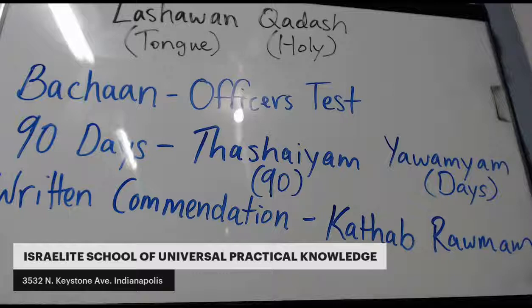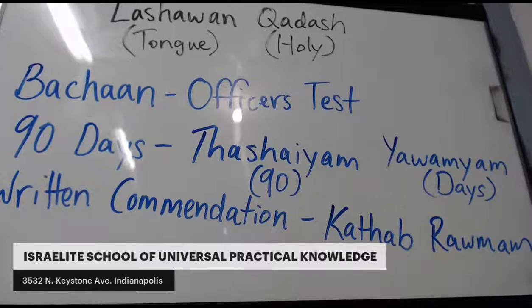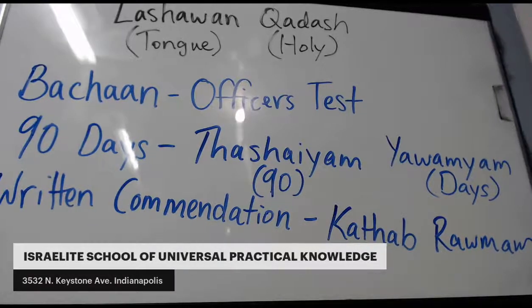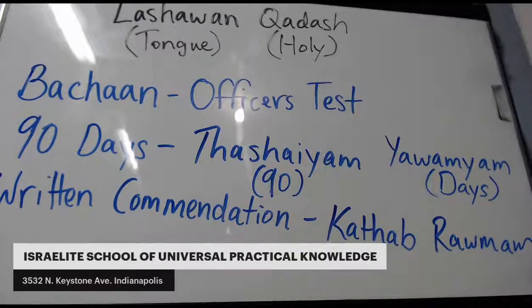After you did that, if you have a Kathab Ramah from two different brothers with Ma'irika, with rank, or two officers, they're basically able to vouch for you that you deserve to take your officer's test, your Bakhan. Once that happens, you will be given your Bakhan, which is your officer's test.